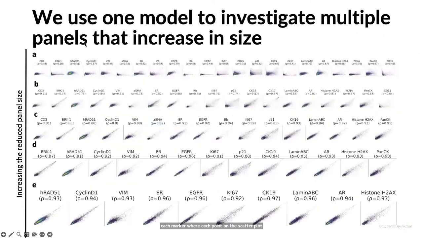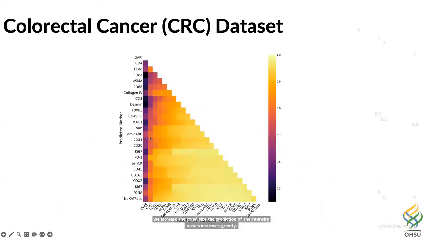And that's also shown here for 3, 6, 9, 12, 15 marker panel sizes. And as we increase the panel size, the prediction of the intensity values increases greatly. And so we also show this works on a colorectal cancer data set, and we're still working on investigating multiple tissue types and working to integrate multiple panels from different tissue types, as well as panels that have different markers on them. So that's our future work.